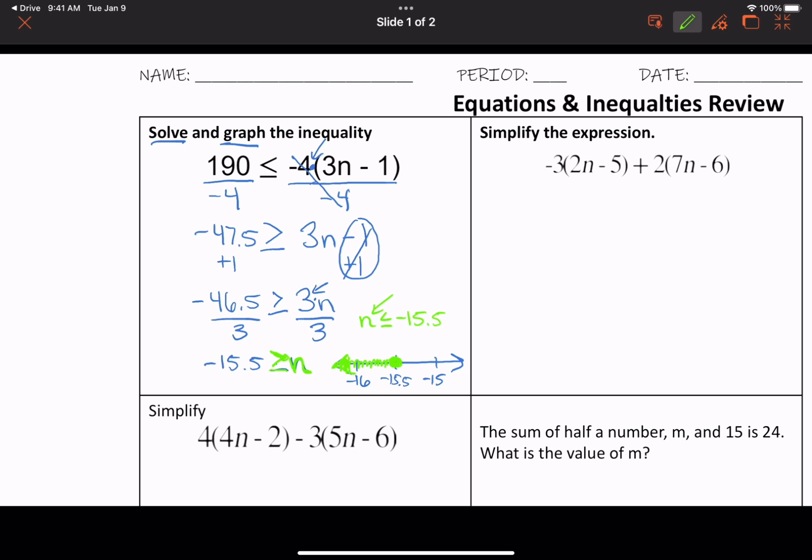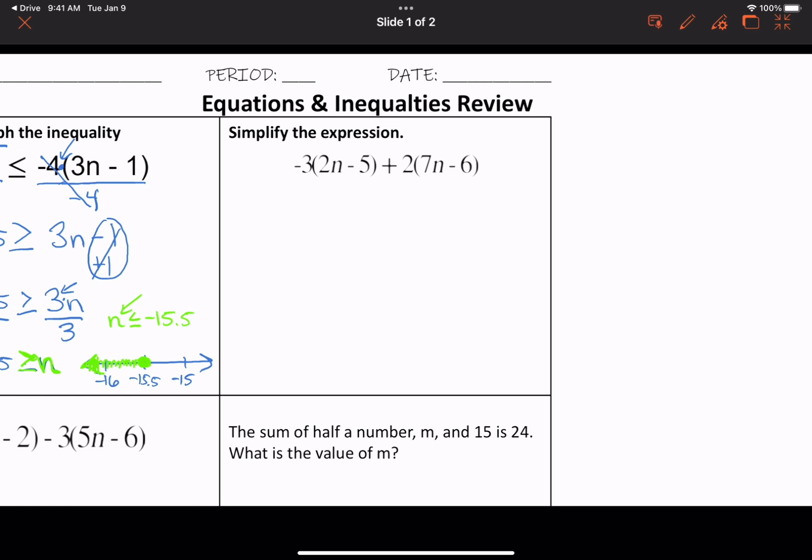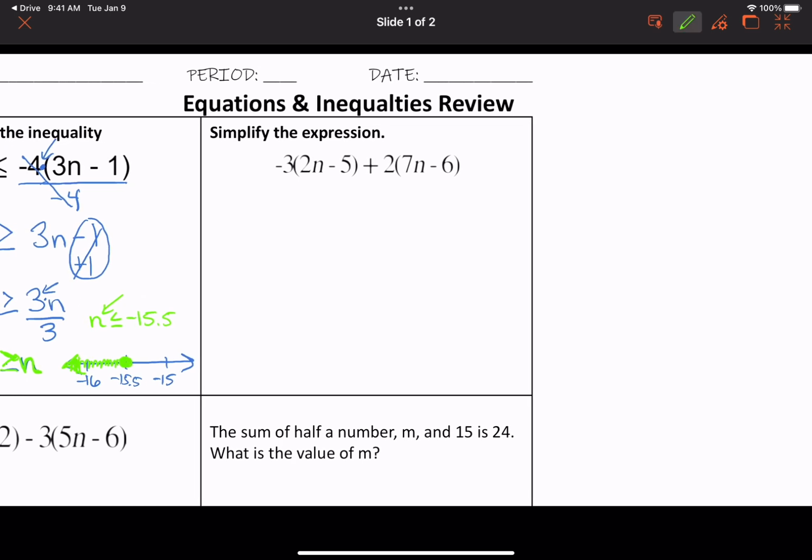All right, next problem. Simplify the expression. Remember that simplify just basically means go through PEMDAS: your parentheses, your exponents, your multiplication and division, and your addition and subtraction. I do have parentheses here, but there's nothing inside the parentheses that I can do. There's no like terms or anything I can do here, and there's nothing in here I can do either.